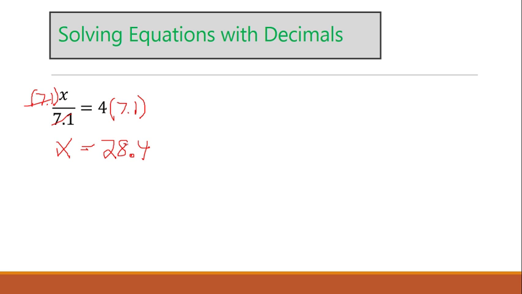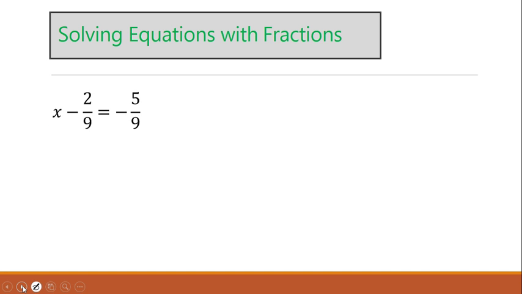All right, and that's a positive 28.4, so make sure to keep track of your signs. Again, it was just one step. Hey, I want to get the variable by itself. I need to kick this 7.1 over to the right-hand side. Right now it's showing me division, so I just do the opposite, multiply, done. One step, right? Pretty easy.